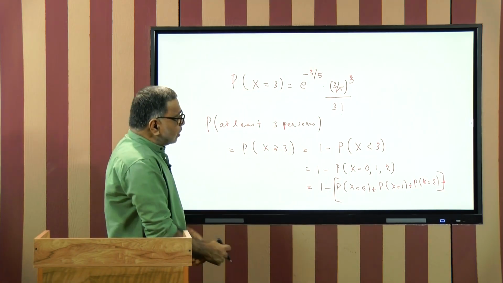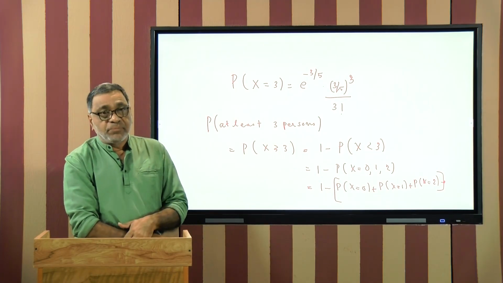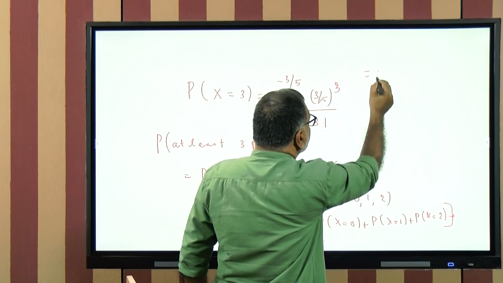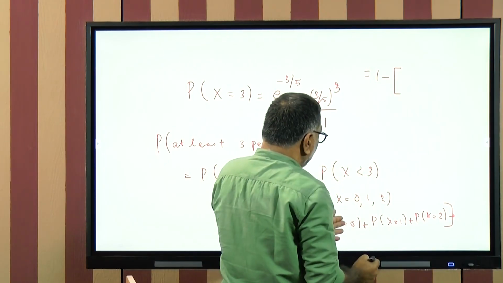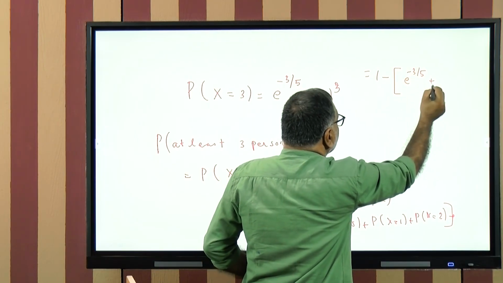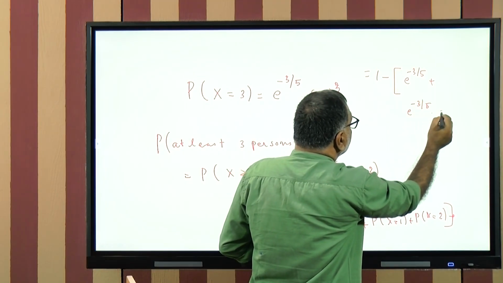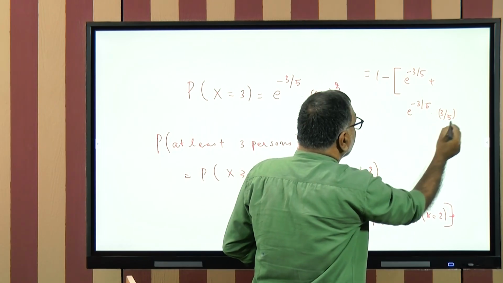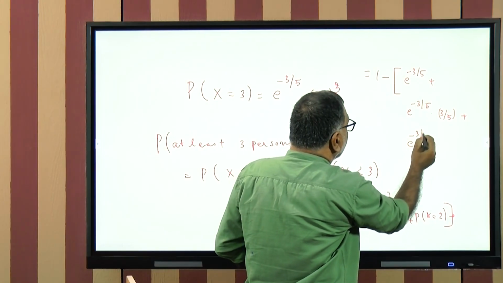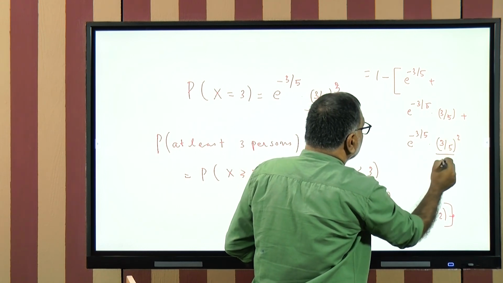So, this probability value is the probability that at least 3 persons are hit by the lightning. In order to find this value, just substitute all the quantities here, that is 1 minus [e power minus 3 by 5, that is probability of x equal to 0, plus probability of x equal to 1, that is e power minus 3 by 5 into 3 by 5 power 1 divided by 1 factorial, that is that itself, and probability of x equal to 2, that is e power minus 3 by 5 into 3 by 5 the whole square divided by 2 factorial].